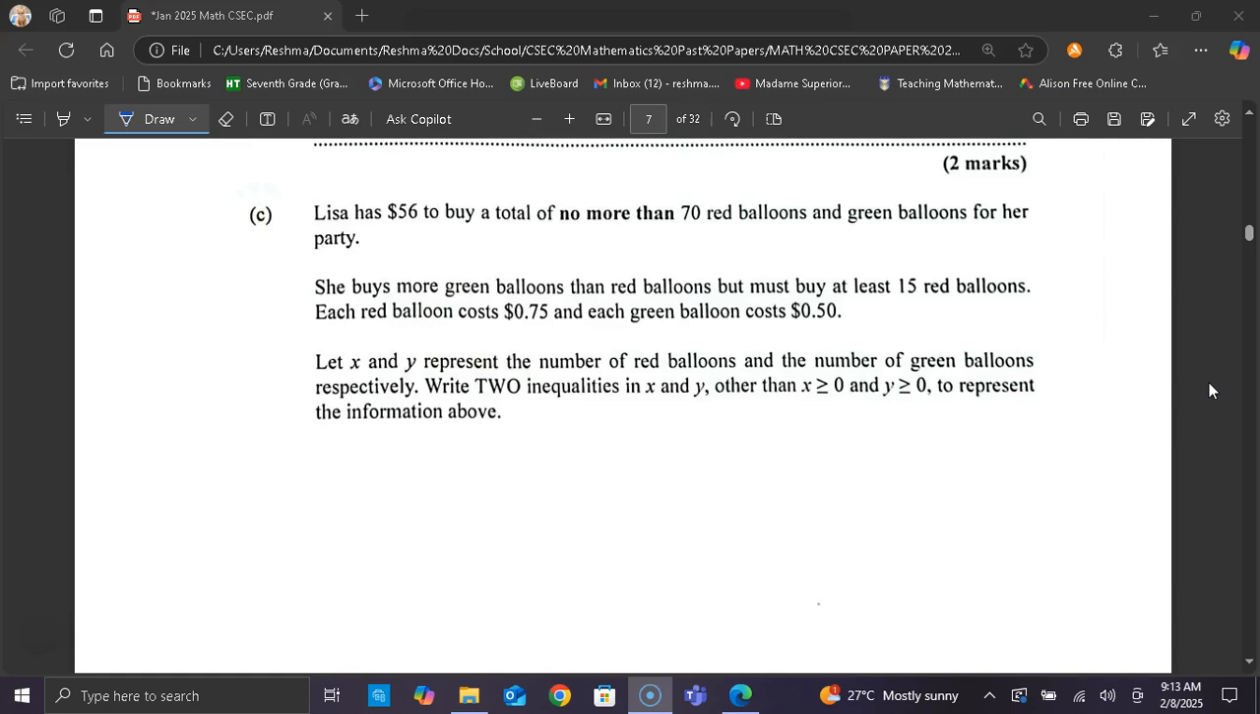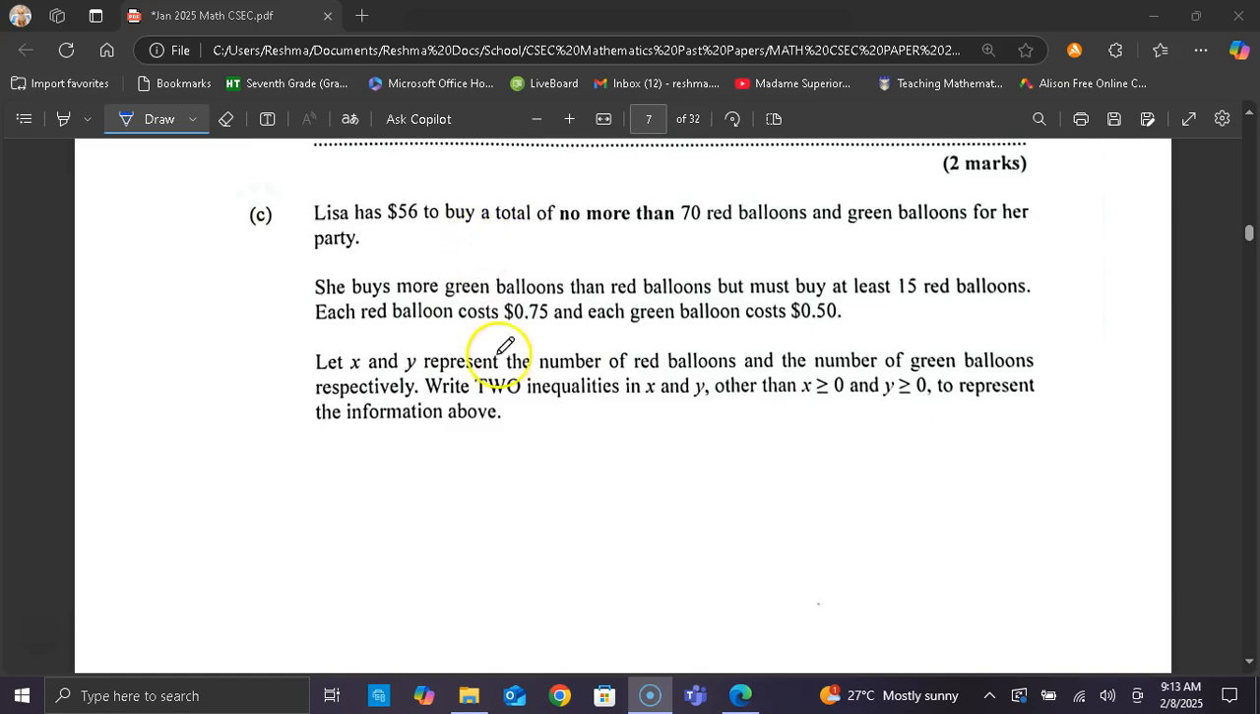Lisa has $56 to buy a total of no more than 70 red balloons and green balloons for her party. She buys more green balloons than red balloons, but must buy at least 15 red balloons. Each red balloon costs 75 cents and each green balloon costs 50 cents. We have to let X and Y represent the number of red balloons and the number of green balloons respectively. We have to write two inequalities in X and Y, other than X greater than or equal to 0 and Y greater than or equal to 0, to represent the information above. And of course, this is 2 marks.